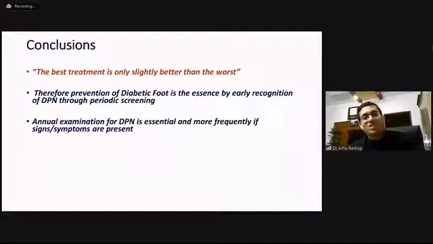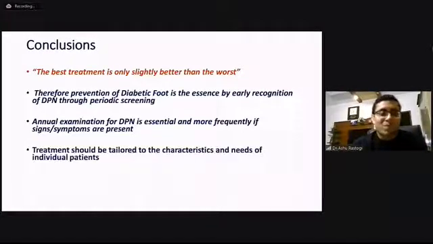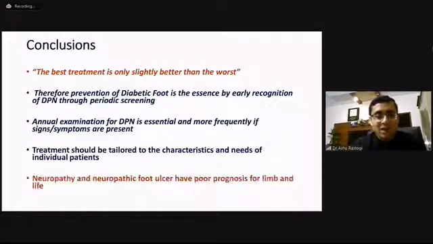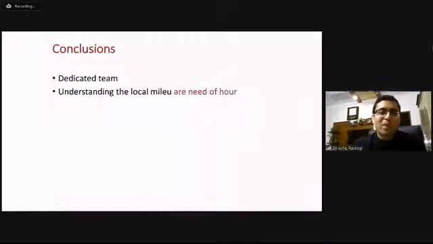An annual examination for peripheral neuropathy is essential, and you can do it more frequently if signs and symptoms are present. Treatment has to be individualized. Remember, if this patient is having neuropathy, you might need to give him good footwear, a good offloading device. If he is having a neuropathic foot ulcer, he needs more care. Maybe he might need a total contact cast for the healing of the foot ulcers. And remember that neuropathy and neuropathic foot ulcers have very poor prognosis, both for the limb and also for life. That is the data from the study from India.